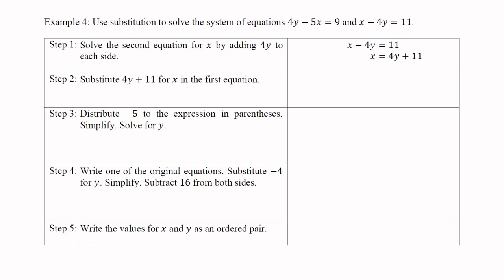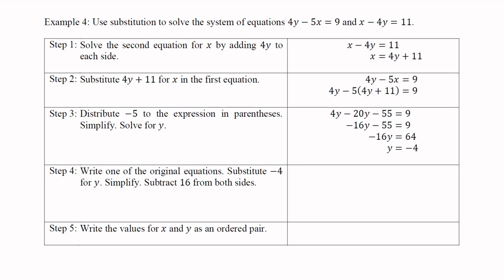Now when we plug this expression for x into the first equation, you notice that when we put it in for x, we're going to have to distribute the -5. So we'll distribute the -5 to the expression in the parentheses. -5 times 4y gives us -20y. -5 times 11 gives us -55. Combine like terms. So 4y minus 20y gives us -16y. Add 55 to each side, which gives us 64 on the right, and then divide each side by -16, which gives us y equals -4.